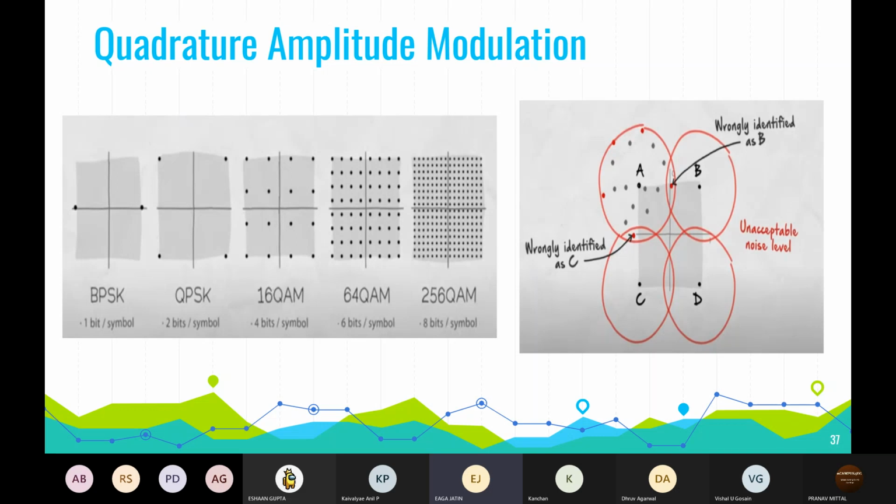errors. So with the growing QAM depth, we pack more information into the same signal and also shrink the space between the symbols, which naturally decreases the acceptable noise level. So this is the reason why high QAM depth is sensitive to noise.